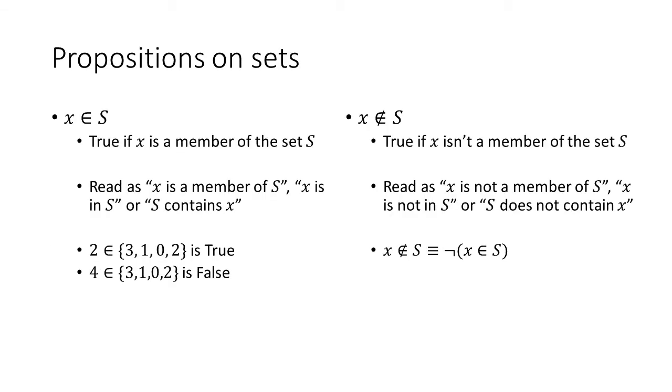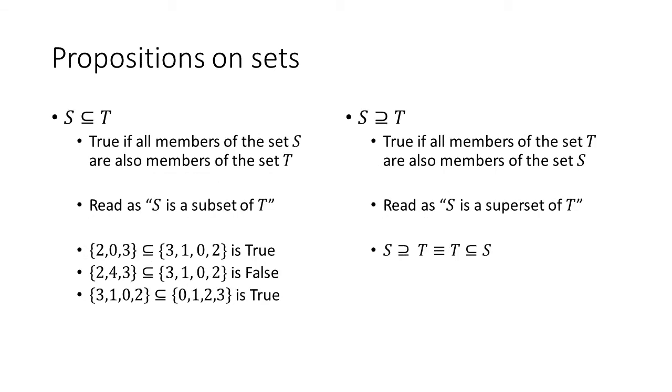There are certain things we'd like to assert about sets. Those are propositions we can make about sets, so true-false statements. One example of a proposition is this membership proposition. So if we say x is a member of S, that's going to be true whenever x is among S's members. And we typically read that as either x is a member of S, x is in S, or S contains x. So for example, 2 is a member of 3102, but 4 is not. We could also say the opposite, which is that x is not a member of S.